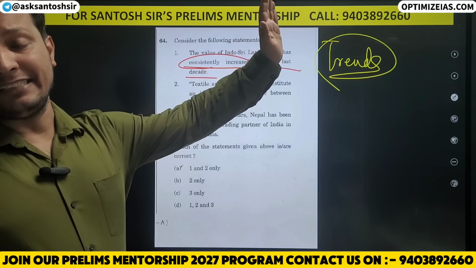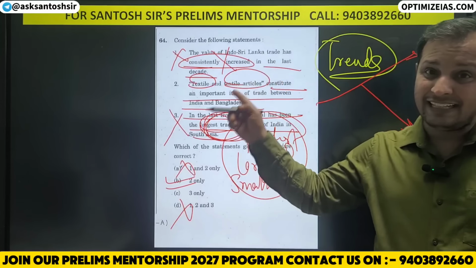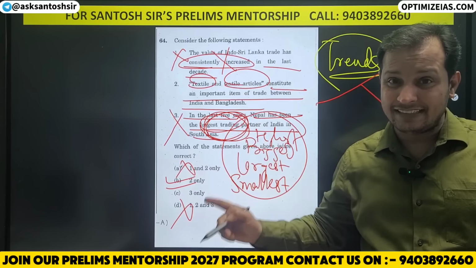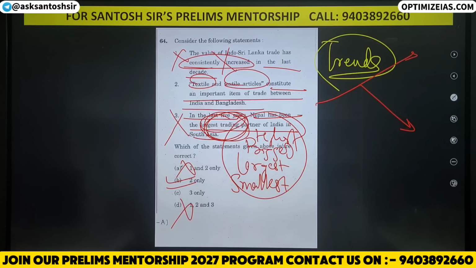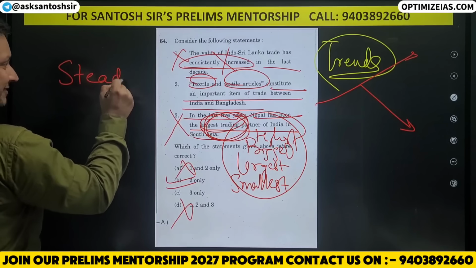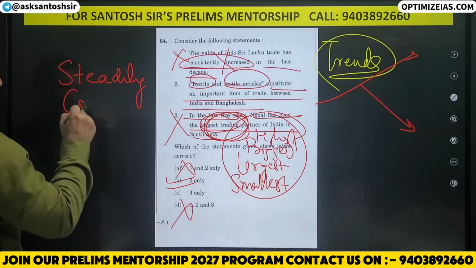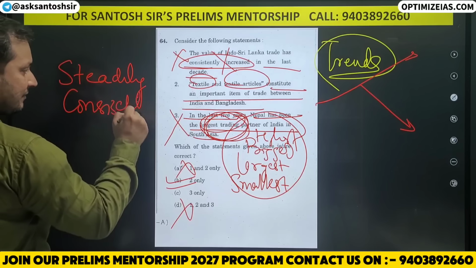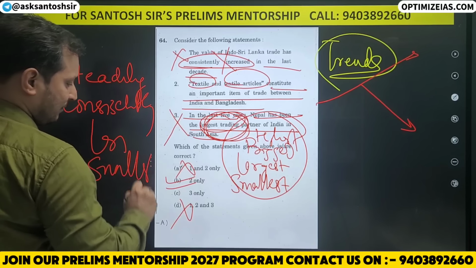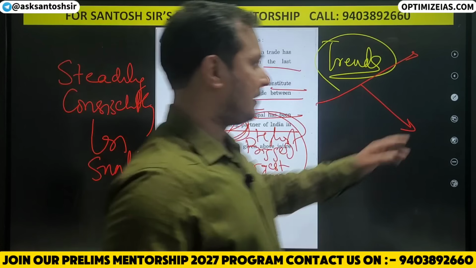And whenever they are talking about a trend, and in that trend they say steadily increased, steadily decreased, those statements are incorrect. So what is the keyword here? Steadily. Please write down steadily, consistently. Such keywords, and largest, smallest, biggest, highest, such statements will be incorrect.